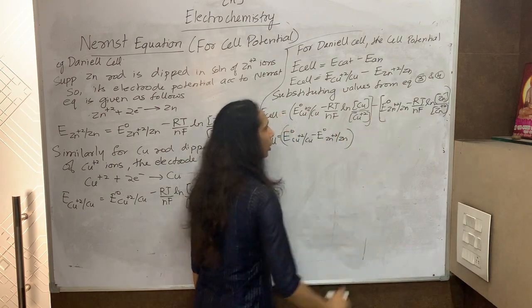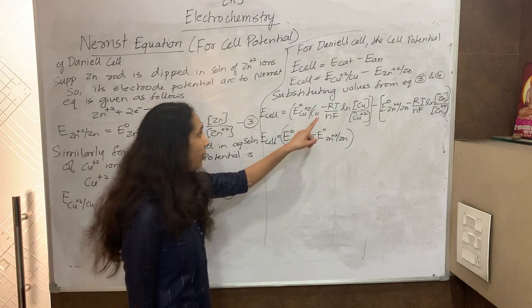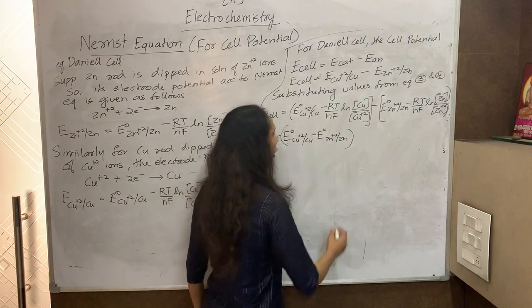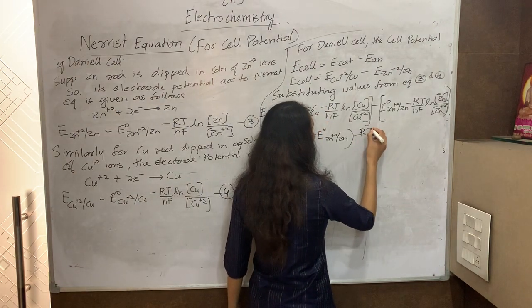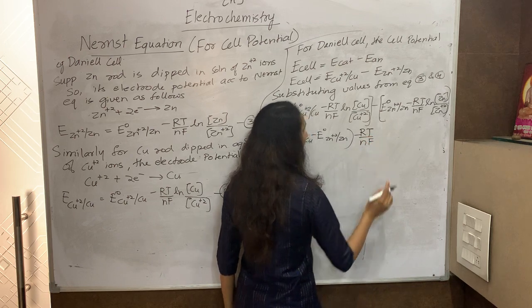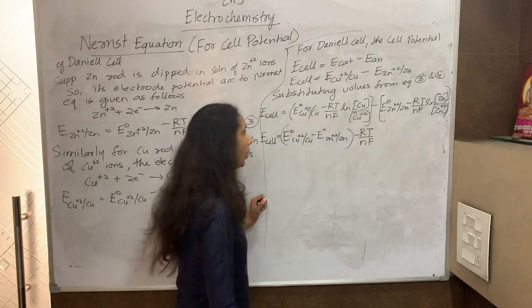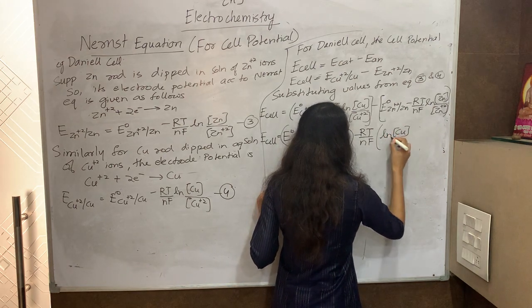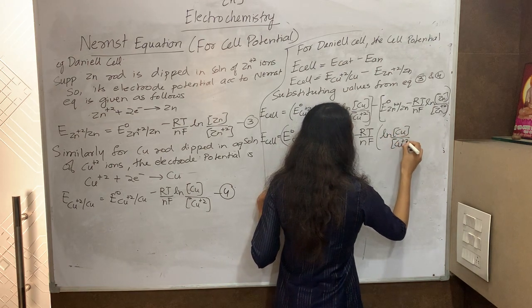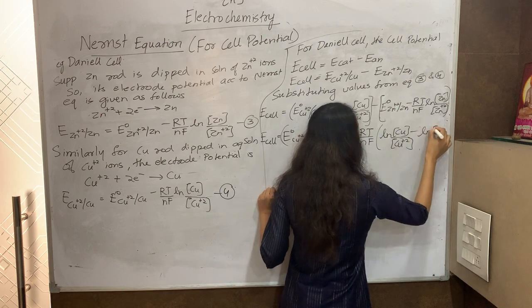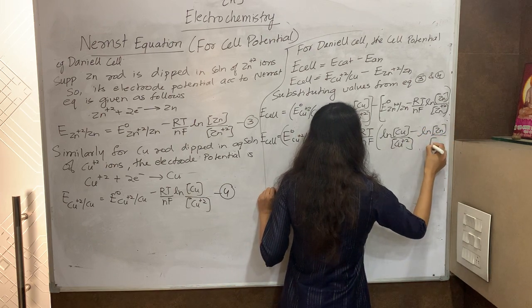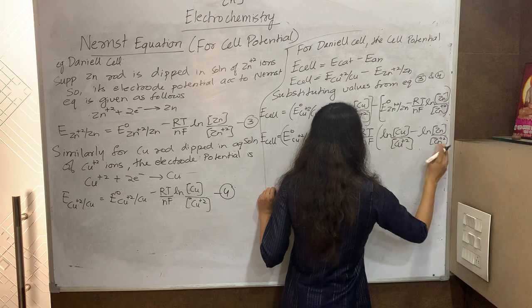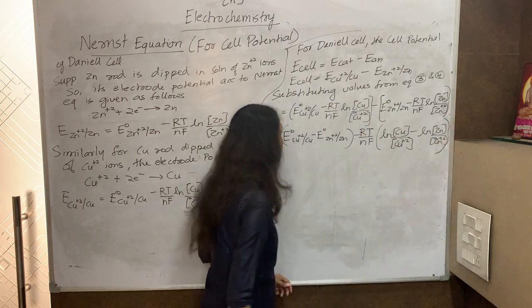I have taken these values together. And now I am taking minus RT upon NF as common. So when I take it as common, what is left? Ln [Cu]/[Cu²⁺] minus Ln [Zn]/[Zn²⁺]. This is what is left.